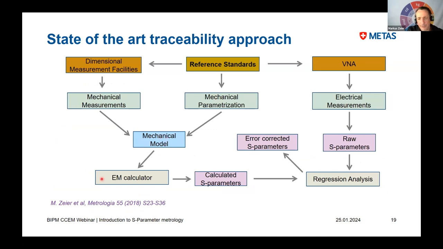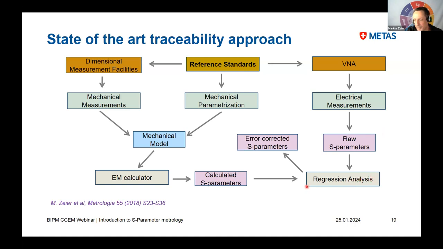We then use some type of EM calculator to come up with calculated S parameters. In parallel, we also measure the reference standards to get the raw S parameters. Now, you might wonder, why do you need to measure them? Because you already calculated them, so basically you already have your traceability. It's traceable to the meter. Well, I'll get to that in a moment. The electrical measurements are important, and there's a reason for that.